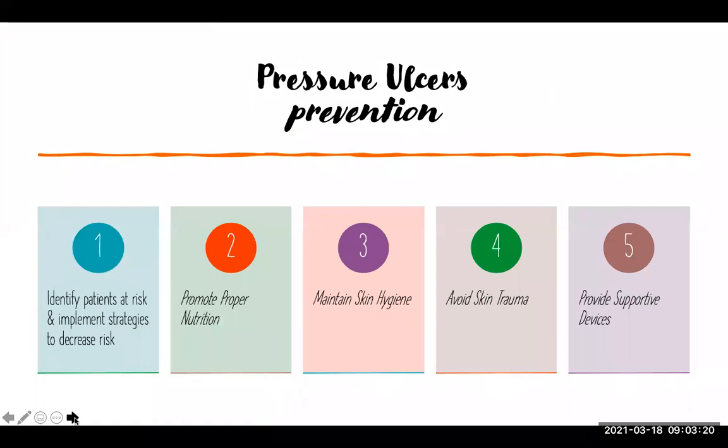How do we prevent them? That's our care. If we have a patient, our goal is to prevent pressure ulcers. First, we want to identify those who are at risk. We use the Braden scale to do that. And then we're going to implement strategies to decrease their risk. And we'll go over that a little bit. Some of those things that we can do to decrease risk are outlined here. Promote nutrition, maintain skin hygiene, avoid trauma like friction, and provide supportive devices when they're needed.